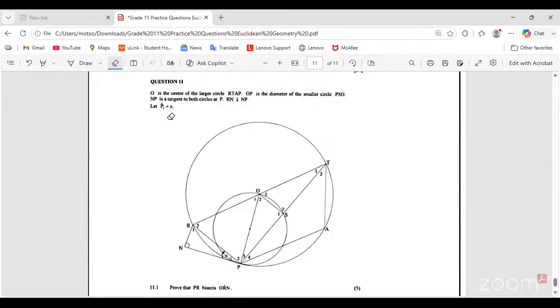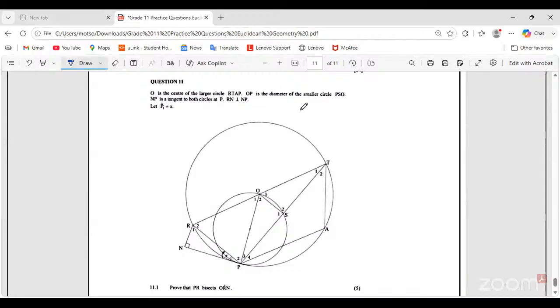Okay, now we are given that O is the center of the larger circle, which is this one, right? RTAP. OP is the diameter of the smaller circle, PSO. NP is the tangent to the bigger circle and the smaller circle at P. RN is perpendicular to NP. We have 90 degrees here. Now, let P1 to be X.